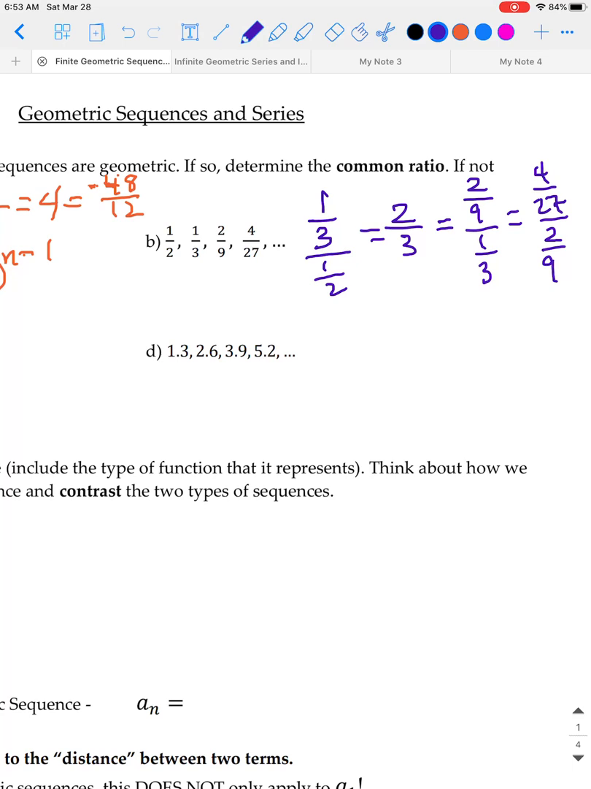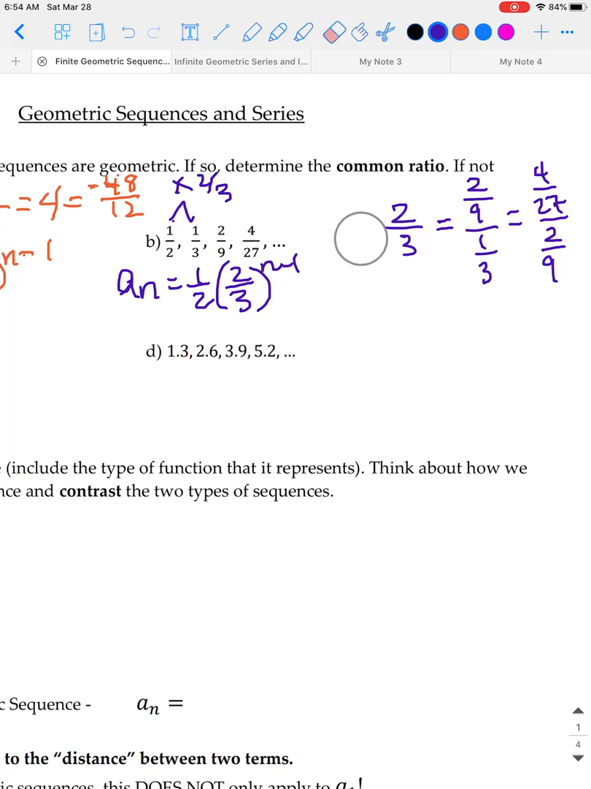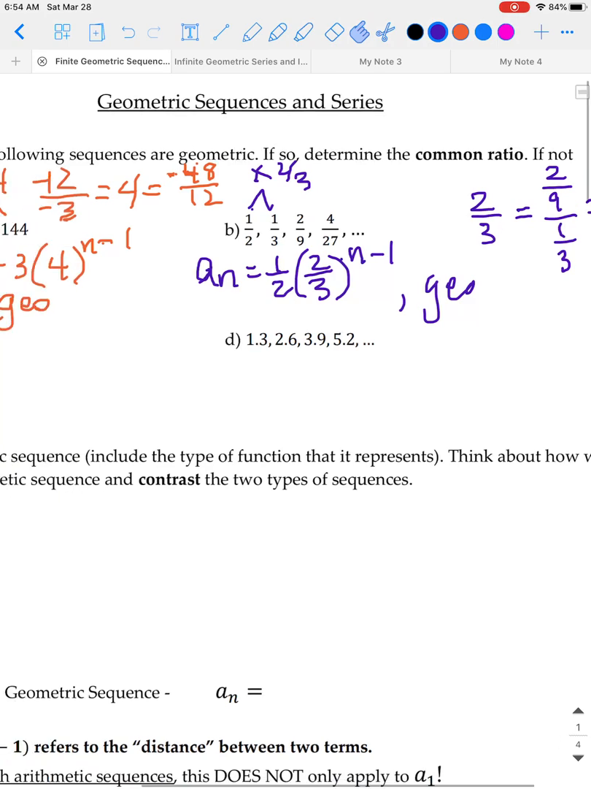So my common ratio here then is going to be 2/3. And so note a sub n is going to be 1/2 times 2/3 to the n minus 1. Now we can maybe get rid of this, save a little space here. And this is definitely geometric.